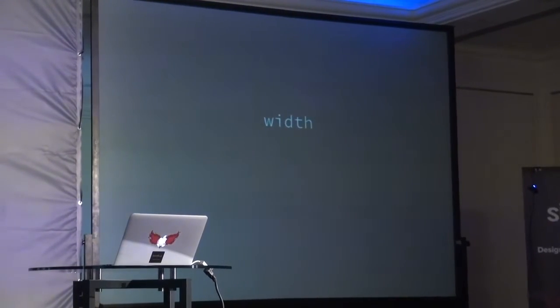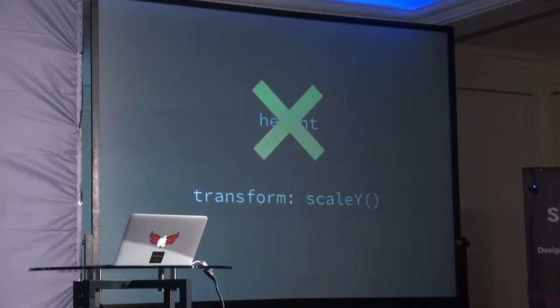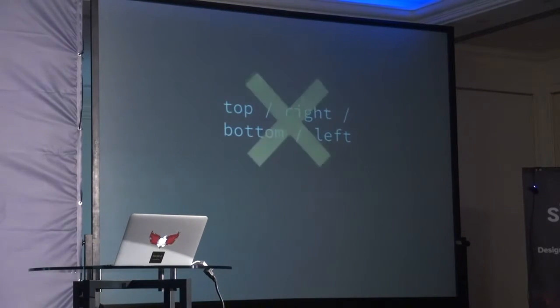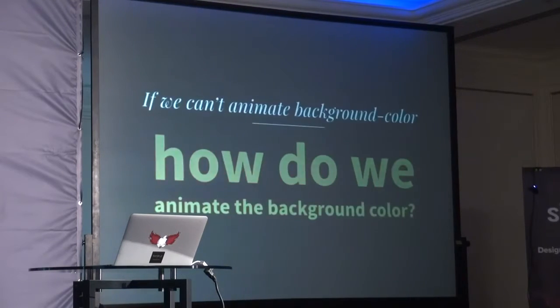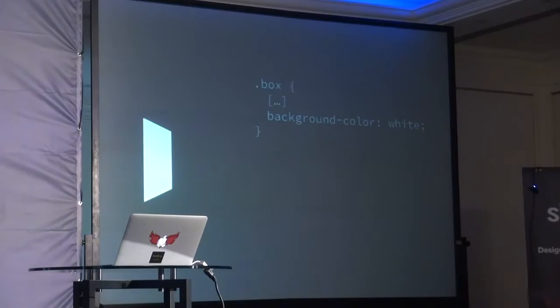So to be clear, if you're animating width, that's a no-go. Use translate X instead. Height, it's also a no-go. Do transform scale Y instead. Top, right, bottom, left, also no-go. Use transform. Margin, same here, translate. Padding, same, right? So all of this that we're used to using, you can't use them in animation.